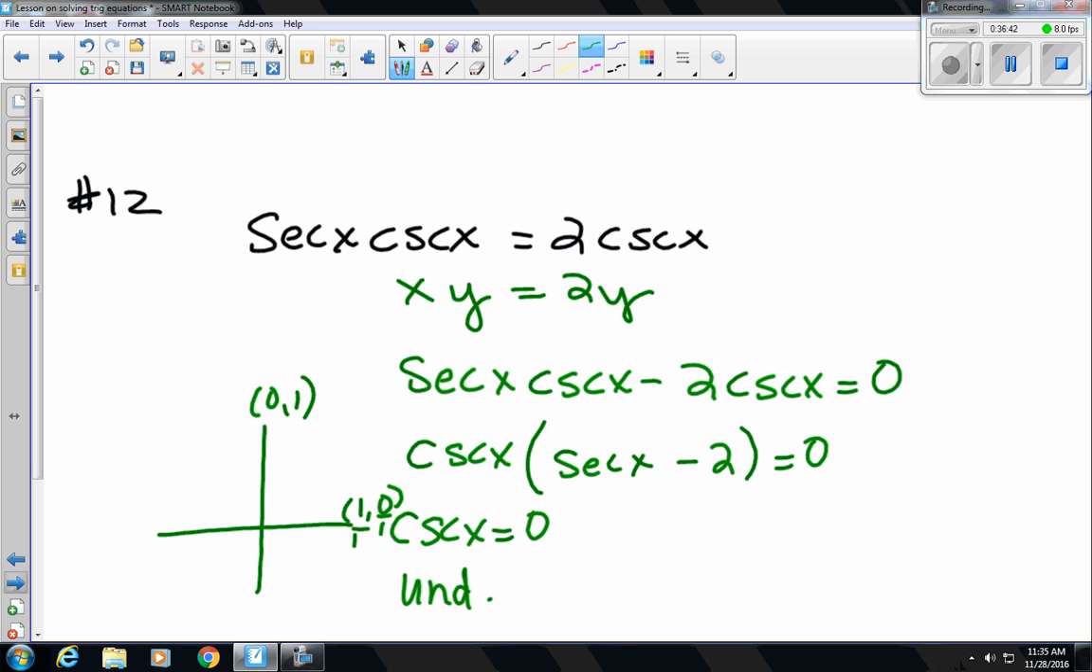Okay, now let's do this one. The secant of x equals 2. Well, the reciprocal of secant equals cosine. So really I'm looking for where the cosine is 1/2. It's positive in first and fourth. Cosine 1/2 of 3, 60 degrees, pi over 3 and 5 pi over 3.